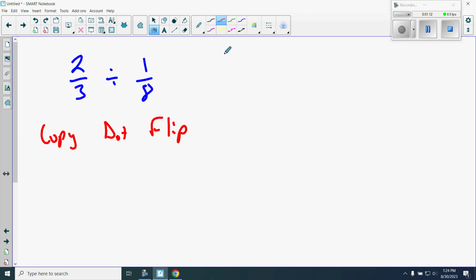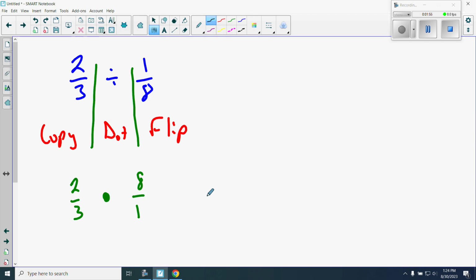Now maybe you have that same saying, maybe it's keep, dot, change or whatnot, but the overall expression remains the same. If you're doing the right thing in this topic, the first thing you do is copy. It becomes 2/3. Then you dot, and that becomes multiplication, and then we flip, and it becomes 8/1, or in the old days when I was growing up, it was multiplied by the reciprocal. Well, 1/8, the reciprocal was 8. So voila, we're done dividing. That's that easy. The problem is it didn't give you the answer.